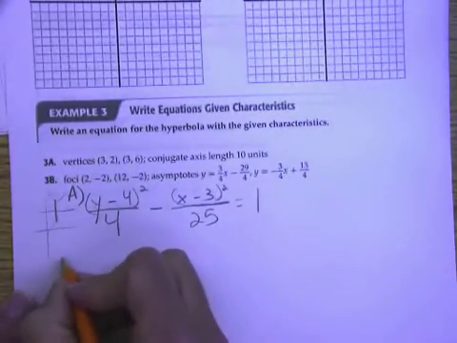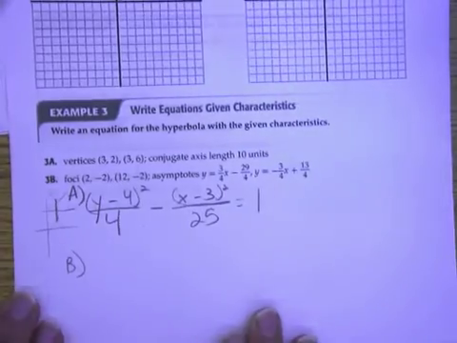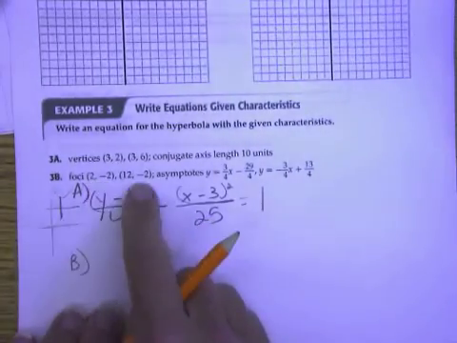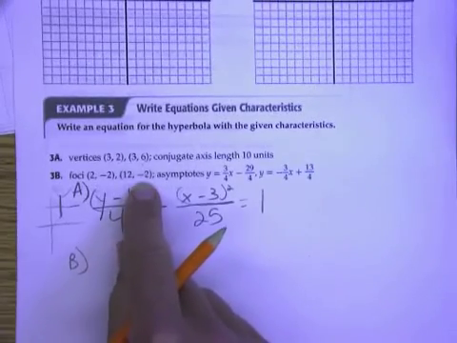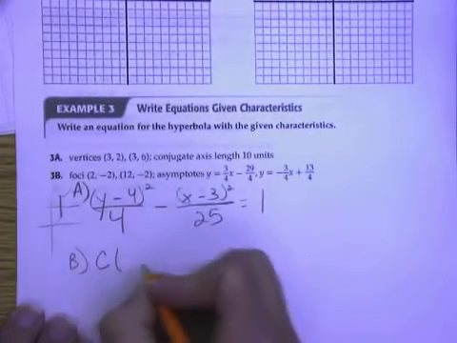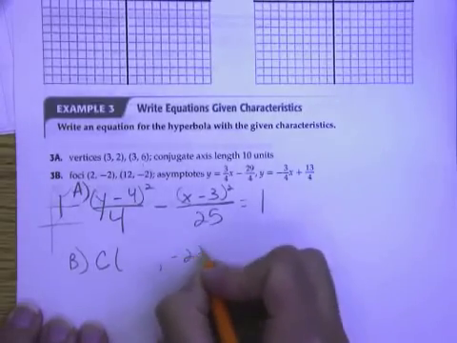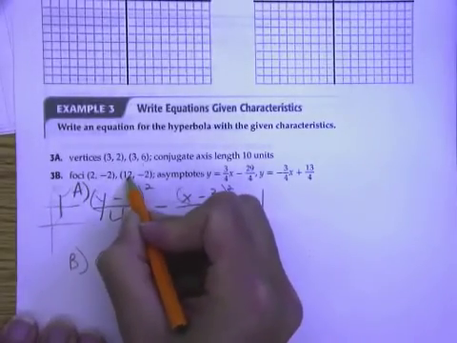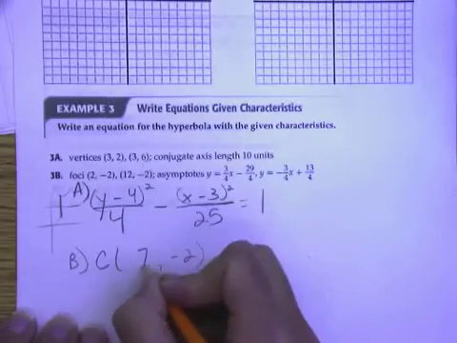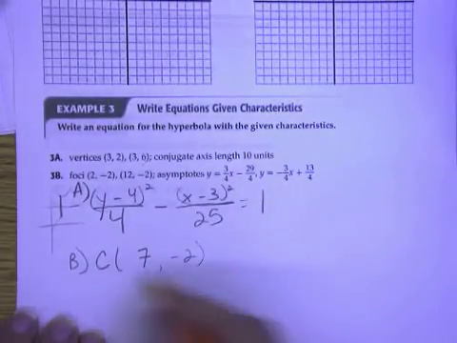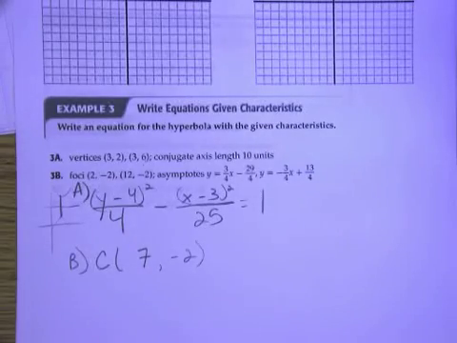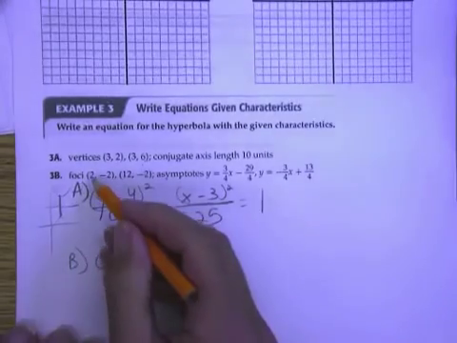For part B, again, I'm given 2 points that I know the center is the midpoint of. So the center is going to be something comma negative 2. 2 plus 12 is 14. 14 divided by 2 is 7. That makes 7 the number halfway between 2 and 12. So the center is 7 comma negative 2.